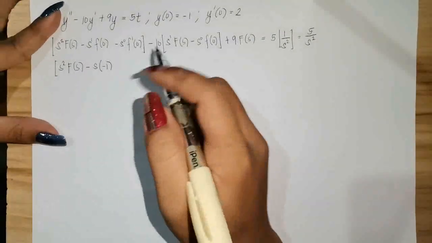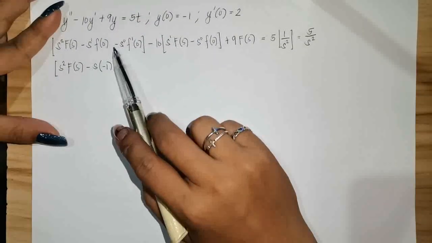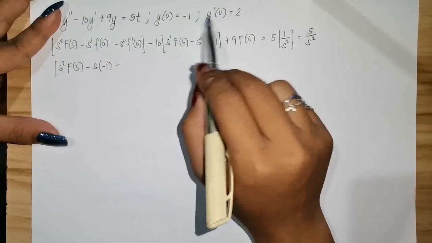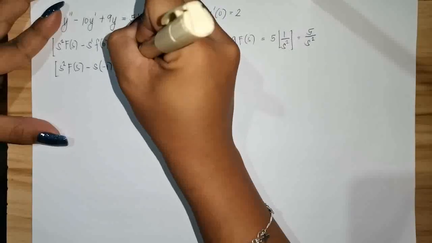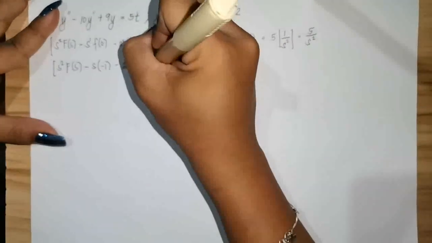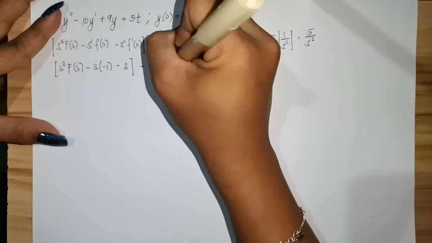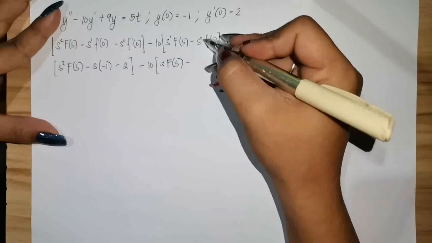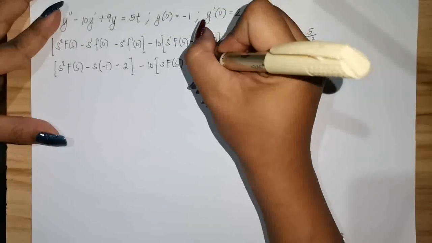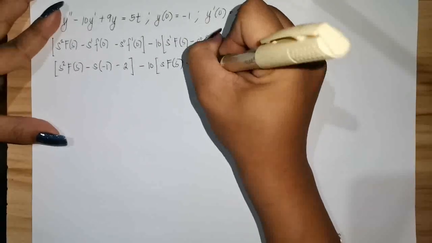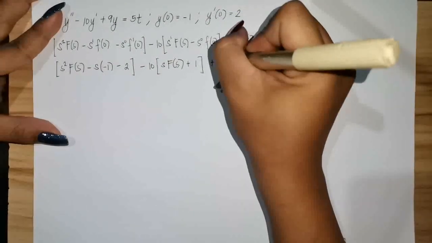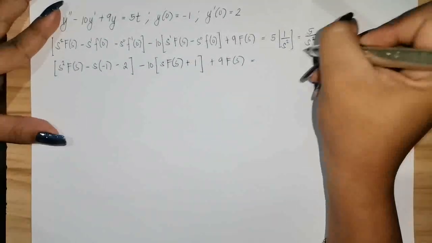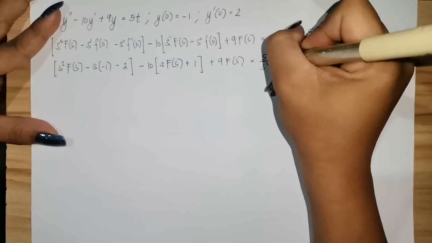Tama. Next is minus s of 0, which is 1, multiplied by the y prime of 0, that is 2. Minus 10. Then s, f of s, minus s raised to 0 is 1, then the f of 0 is negative 1. So this will be plus 1. Plus 9, then f of s. Equal ngayon siya sa 5 over s squared.